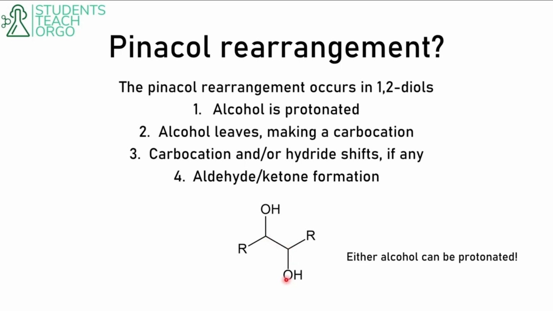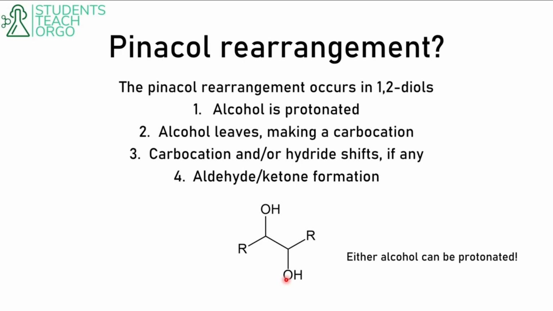That's a 1,2 diol. Now, the mechanism for this is that one of the alcohols is protonated first, and either alcohol can be protonated. For molecules that are symmetrical, it doesn't really matter which one. You'll get the same product. But for asymmetrical molecules, protonating one alcohol might give you a separate product than protonating the other alcohol. So just keep that in mind when you're doing these sorts of problems.